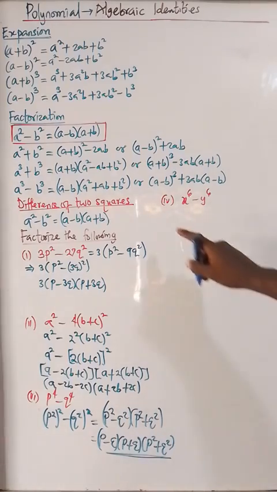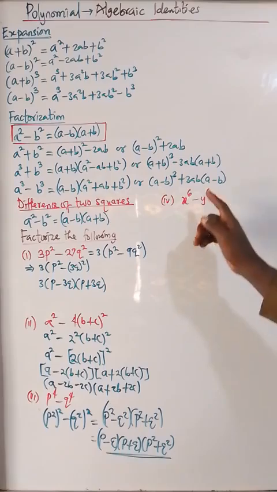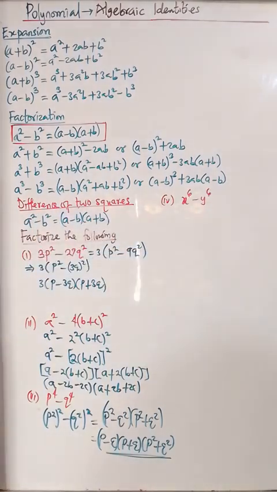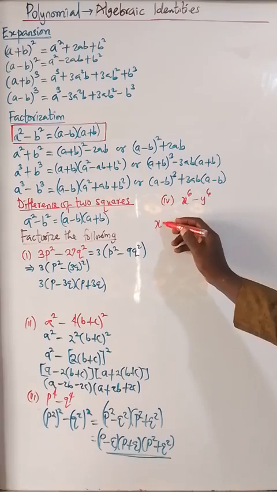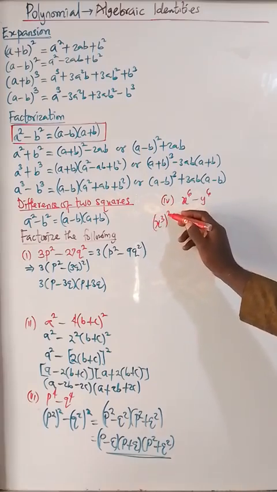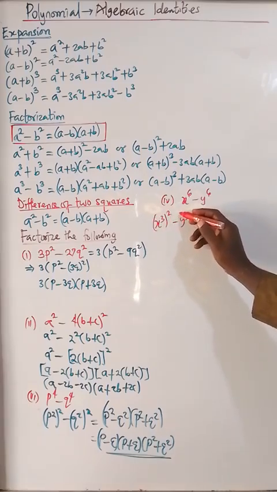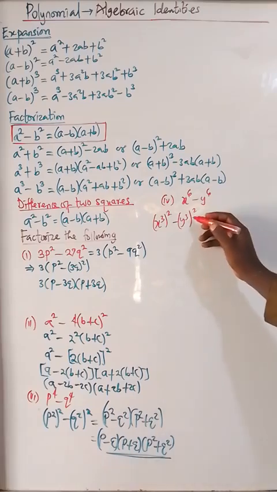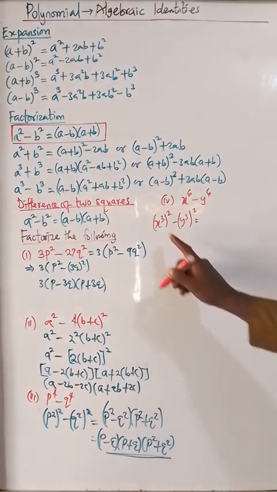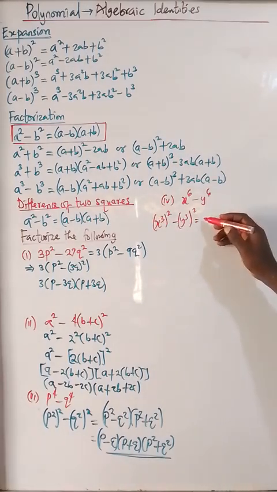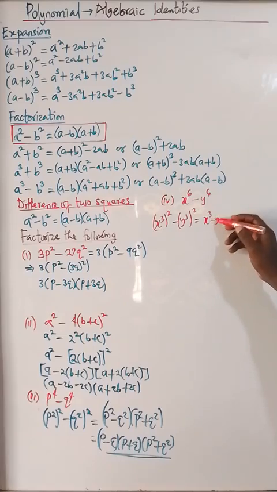Let's move to the fourth one here. Same way, before I can apply difference of two squares, the power outside must be 2. For this case, we have x raised to power 6. So I can write that as x cubed all squared minus y cubed all squared. Now by applying difference of two squares, the numbers inside are x cubed and y cubed. So we subtract, x cubed minus y cubed, then we add, x cubed plus y cubed. Yes, we've used difference of two squares, but we are not done.